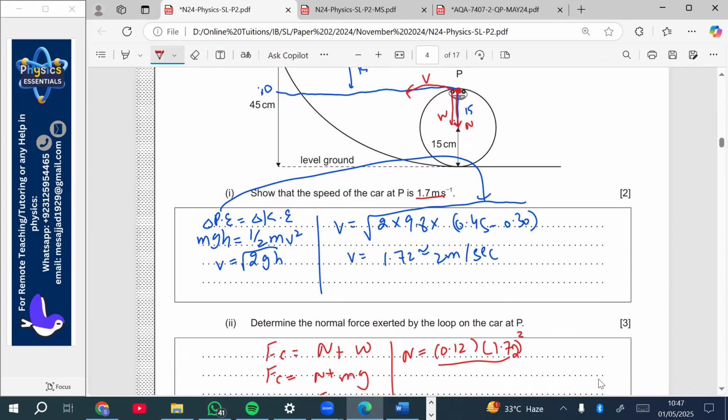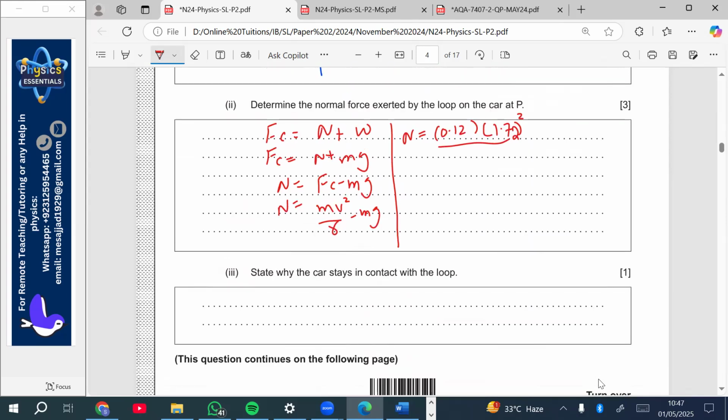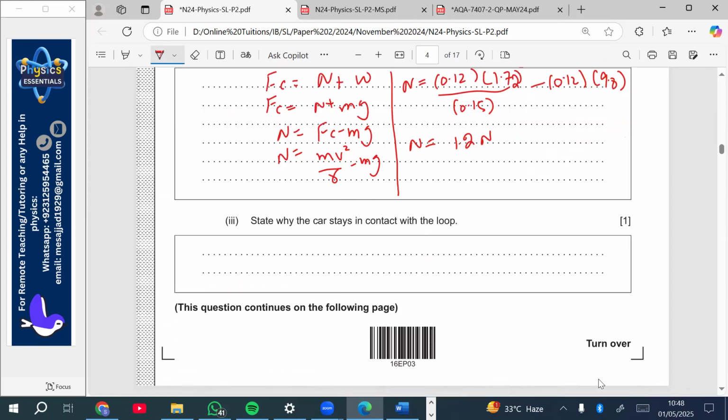Oh, no, no, no. It was 1.7. My apology, it was not equivalent to 2. It was actually equivalent to 1.7. It was mentioned here. So this is 1.72, because it is our calculated value, and the radius is 0.15, minus 0.12 times 9.8. So calculating all of it, it will give you 1.2 newtons.